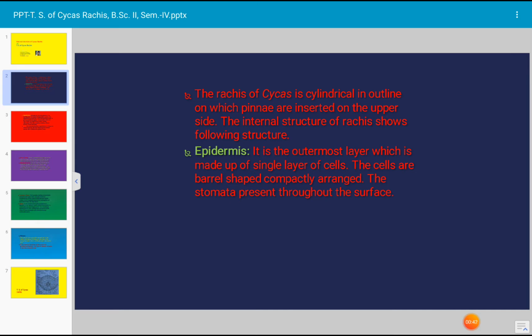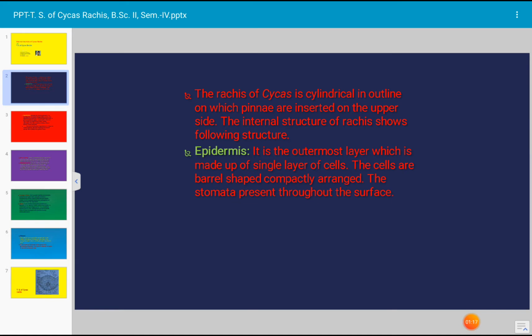The rachis of Cycas is cylindrical in outline, on which the leaflets are inserted or attached. The internal structure of the rachis shows different parts, that is epidermis, hypodermis, inner cortex, mucilage duct, vascular tissue, xylem, phloem, etc. Let us see all the details.